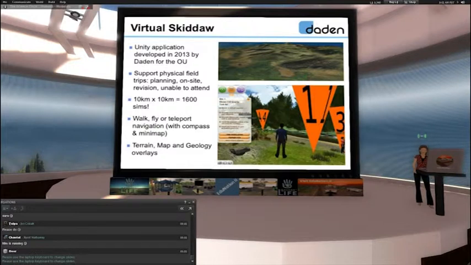I hope you're able to see the slide. Because of the graphics, it does take a bit of time to load, but I hope you can see them.